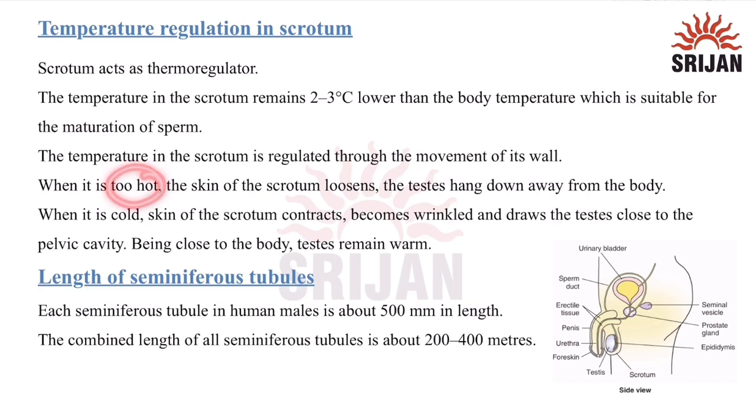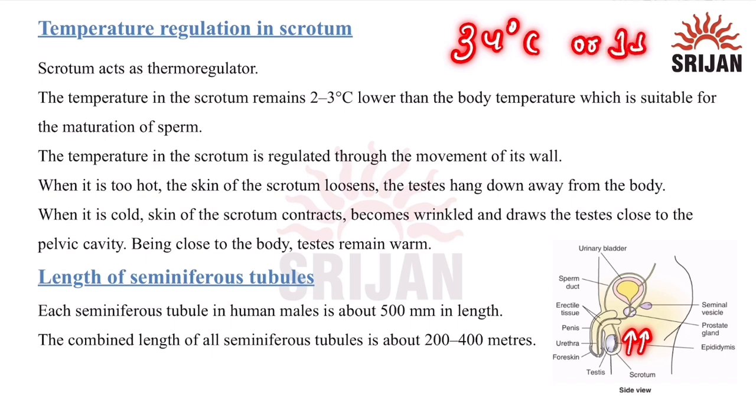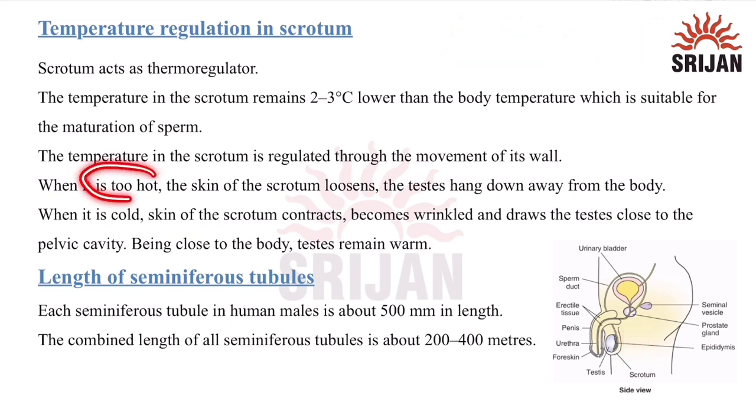Now, when it is too hot, the skin of the scrotum will loosen and the testis will hang down away from the body. When it is too cold, the skin of the scrotum contracts and becomes wrinkled and draws the testis close to the pelvic cavity. Being close to the body, the testis will remain warm, because in winters the outside temperature is less than the body temperature. Hence, they will go towards the body so that the temperature, which is 34 or 35 degrees Celsius, can be maintained. But in summers, the body is too hot, so they will descend somewhat downwards.